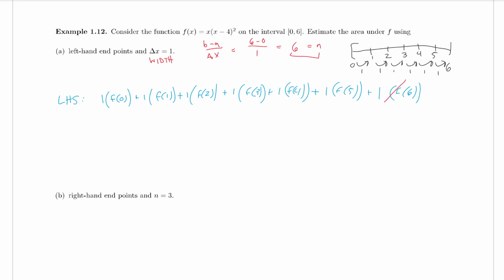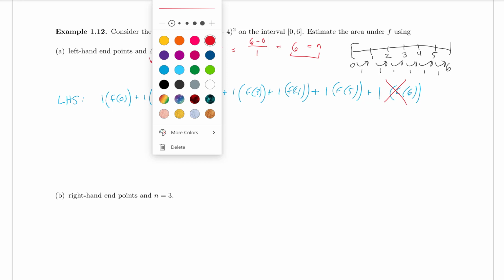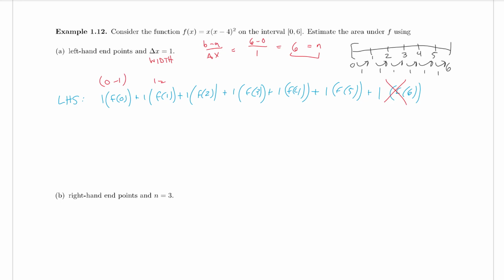Well, what's wrong is I included 1 times f of 6 here, and that doesn't make sense because my intervals here are from 0 to 1, and 1 to 2, and 2 to 3, and 3 to 4, and 4 to 5, and 5 to 6. Taking a look at this 5 to 6 interval, we're choosing f of 5 as the height of our rectangle because we're taking the left-hand sum. That means we have 1, 2, 3, 4, 5, 6 rectangles. We don't need f of 6 here. That's the right-hand endpoint of that last interval.